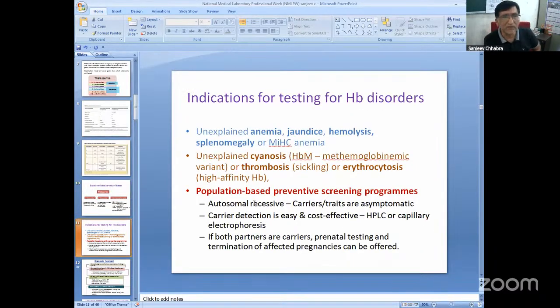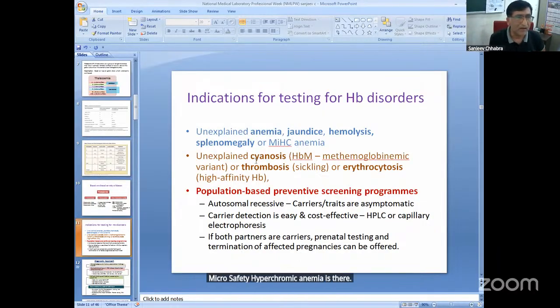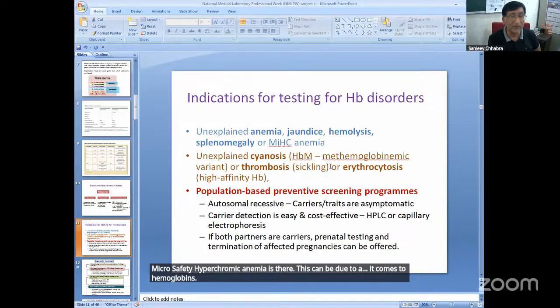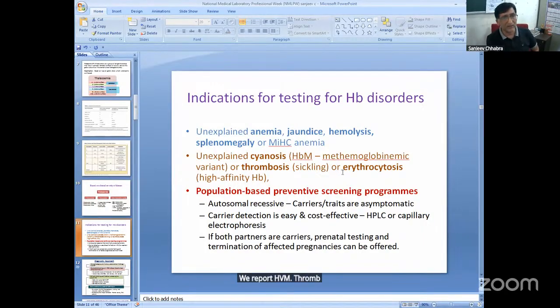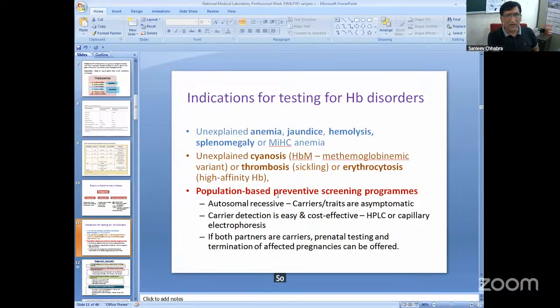Now, what are the indications of Hb disorders? Why are you testing it? So the clinical causes are anemia, jaundice, hemolysis, splenomegaly, and most important, microcytic hypochromic anemia. This is unexplained, primarily due to methemoglobin variants or HbM, thrombosis due to sickling, or erythrocytosis owing to the presence of high affinity hemoglobins. And also we want to prevent thalassemia-like problems.